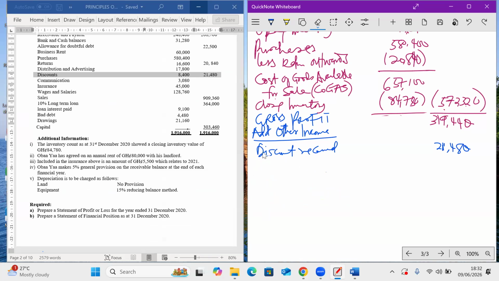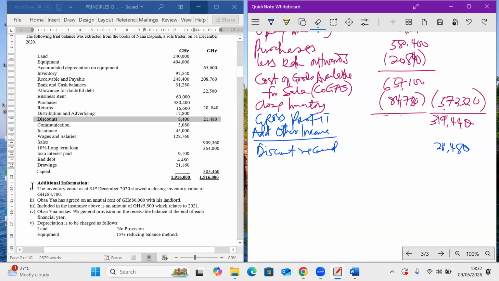After you find discount received, if there is no other interest received, rent received, income from investment, or whatever, the next thing is you go and check the allowance for doubtful debts. You compare this with the footnotes provision. Now you find 5% on the provision. So 5% times what is the receivables figure?